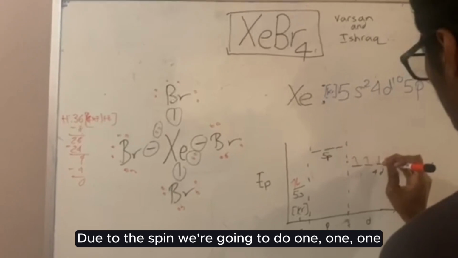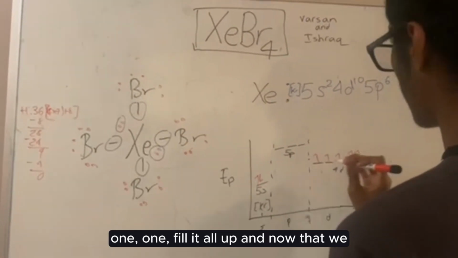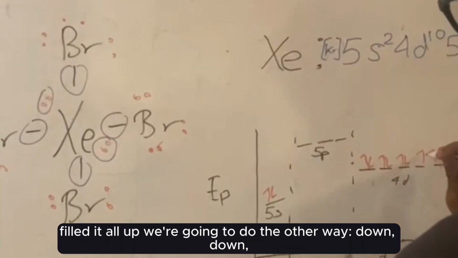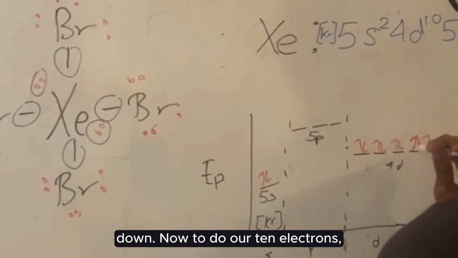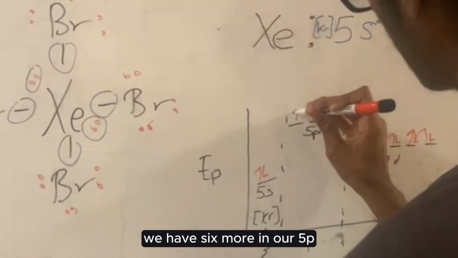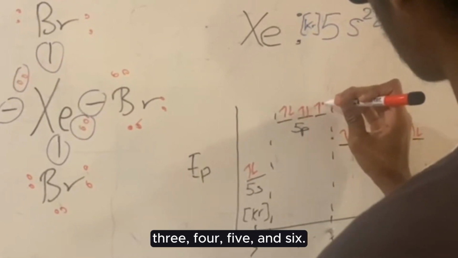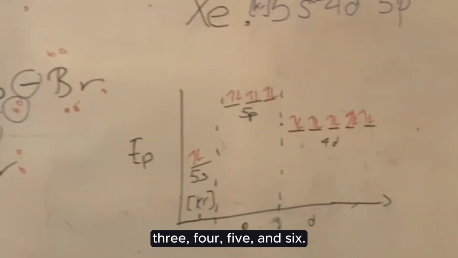We're going to do 1, 1, 1, 1, 1, filling it all up. And now that we have filled it all up, we're going to do the other way, down, down, down, down, down. Now we've drawn 10 electrons, and we have 6 more in our 5p, which we are going to fill up: 1, 2, 3, 4, 5, and 6.